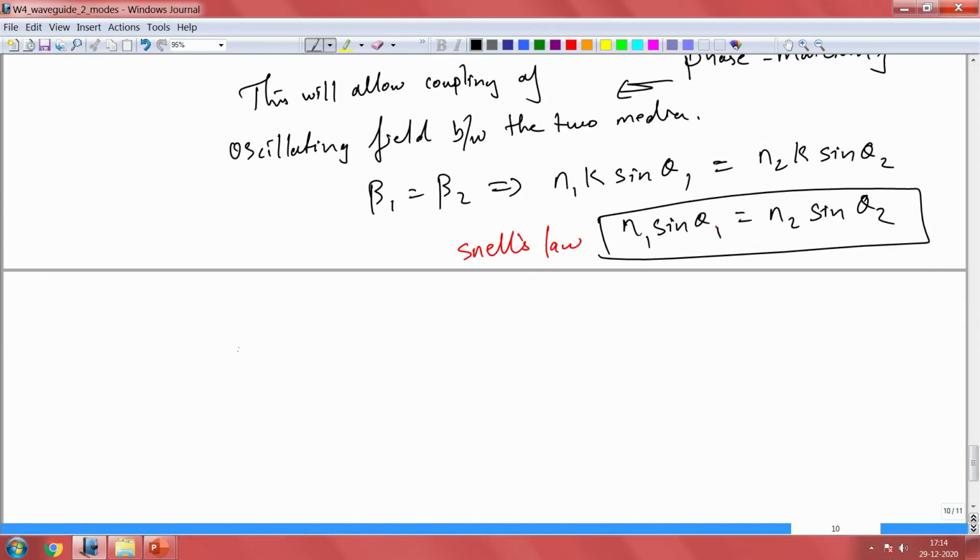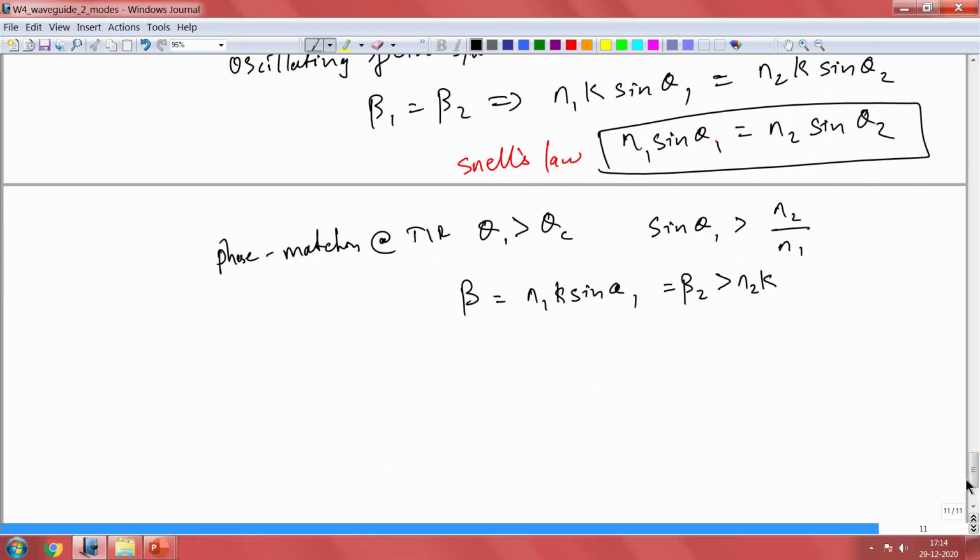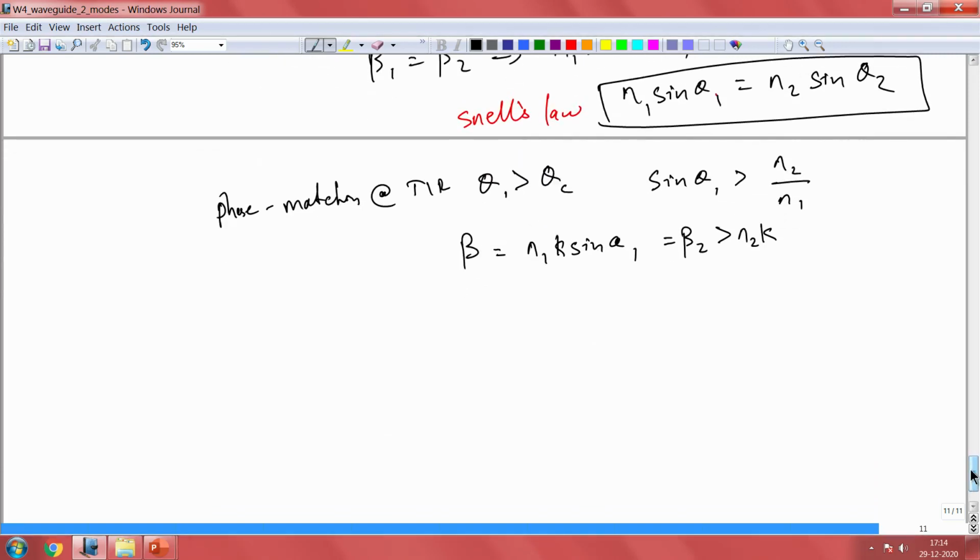Let us say your phase matching is at a total internal reflection angle, some angle which is greater than the critical angle. In this case your sin theta 1 is greater than n2 over n1. In this case your beta is nothing but n1 k sin theta 1, which is equal to beta 2, which will be greater than n2 k. So, let us look at how the vector looks like in our simple k space.